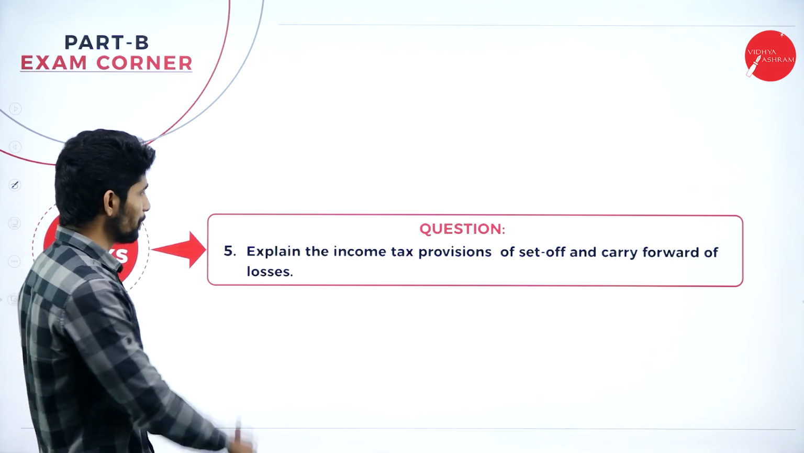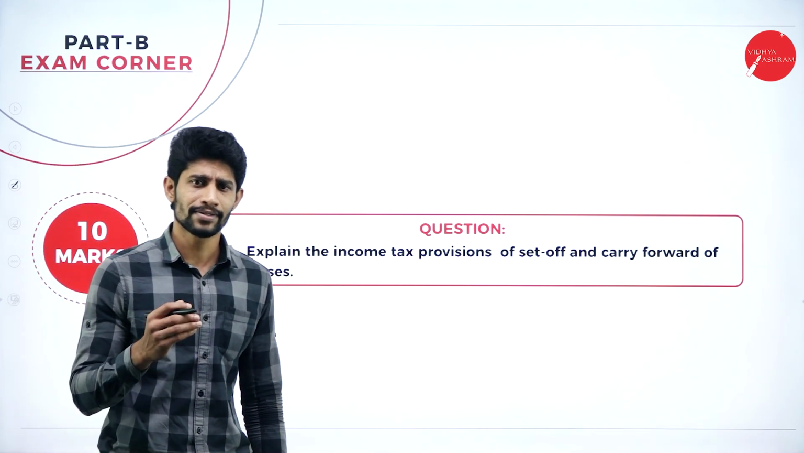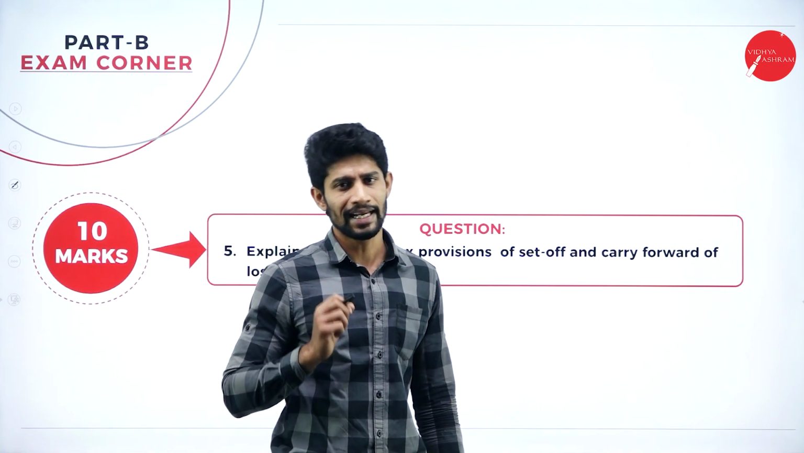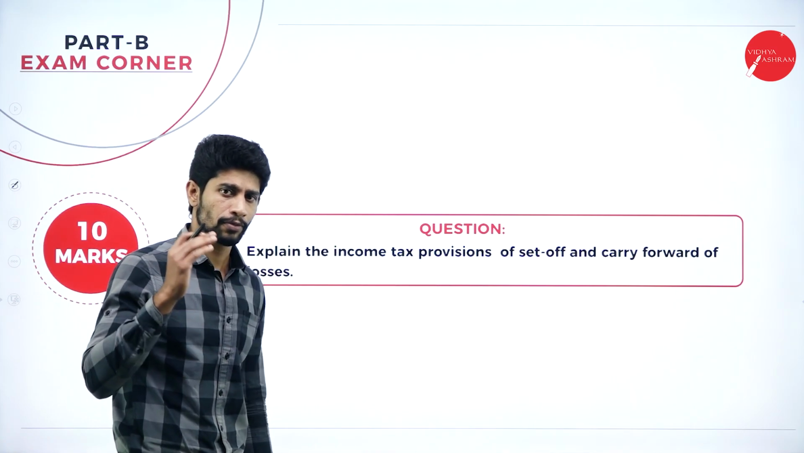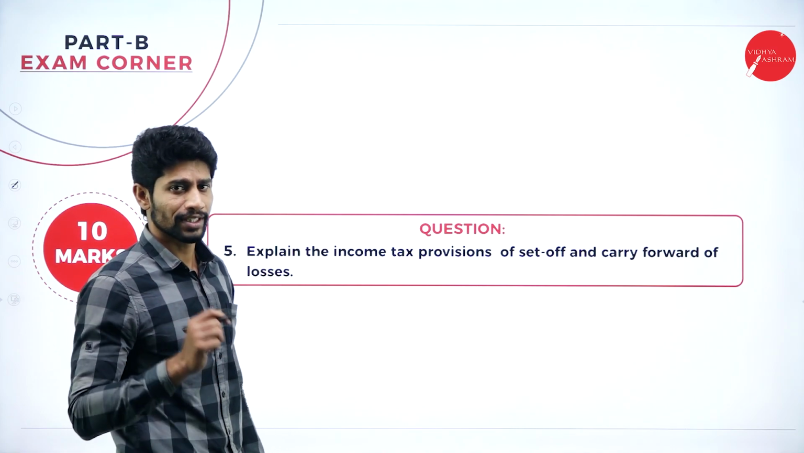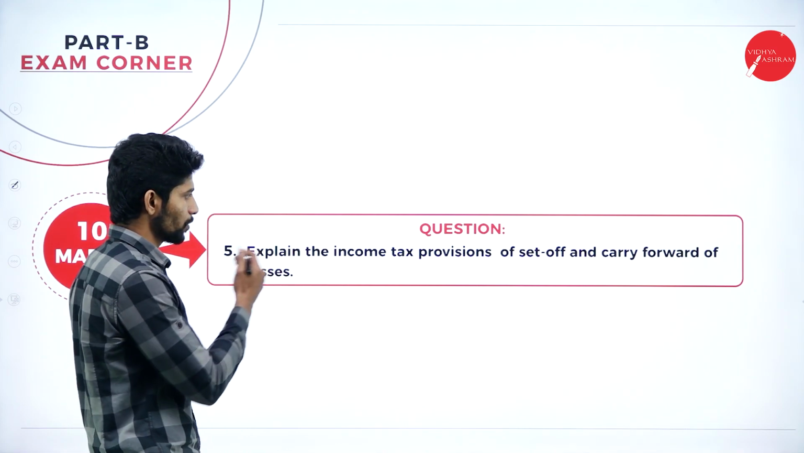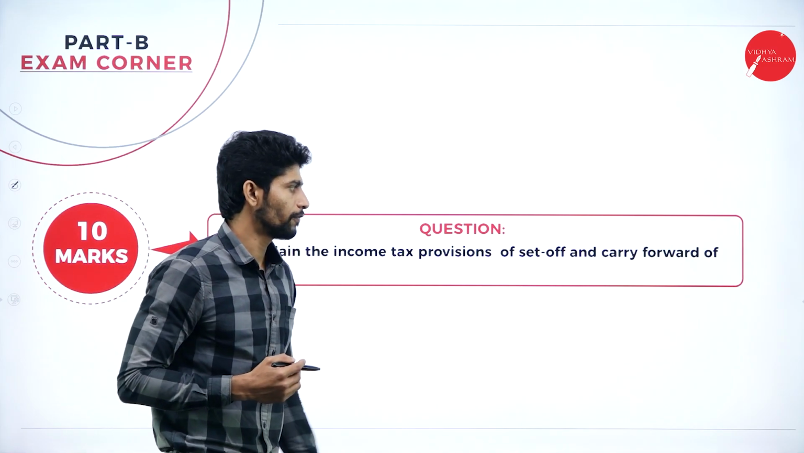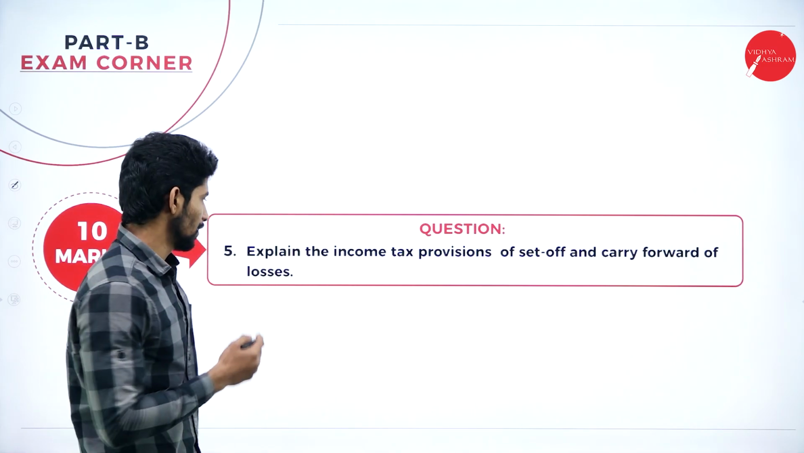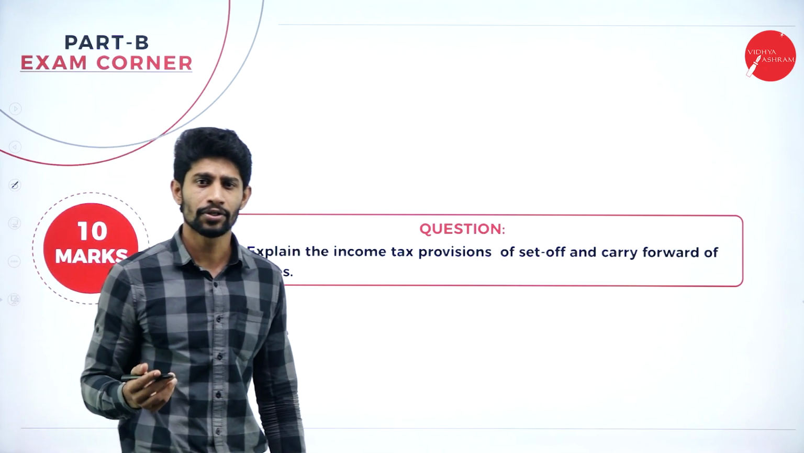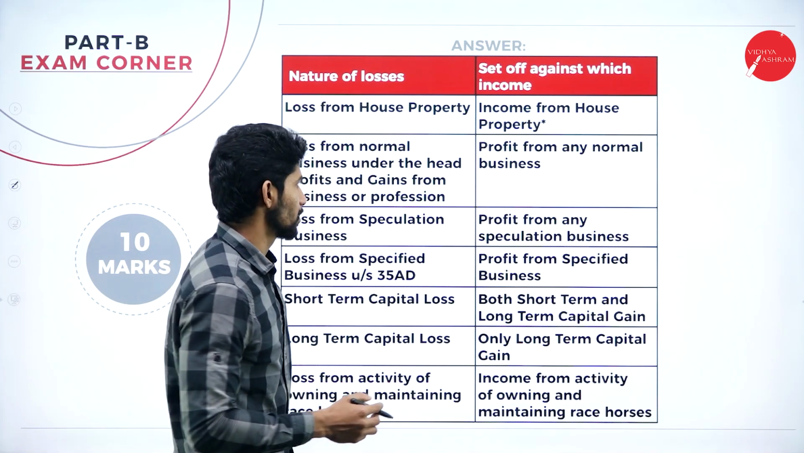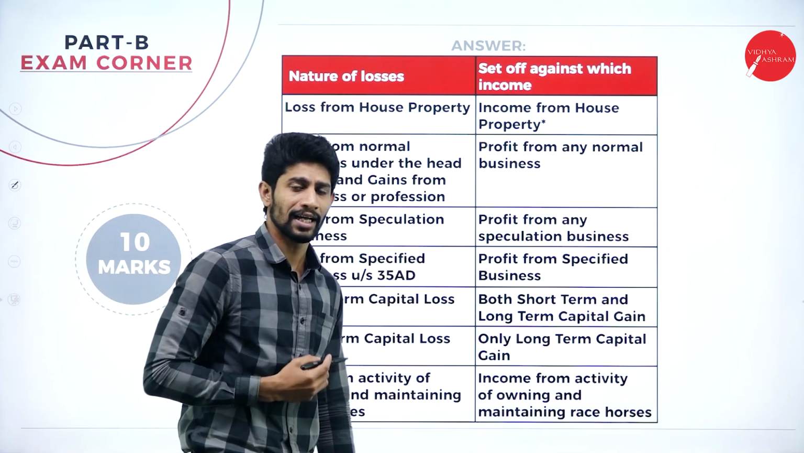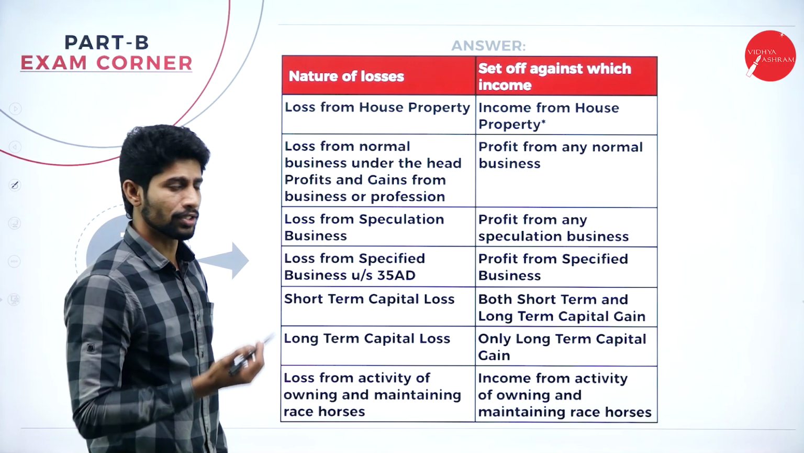Next, in part B, he will be asking you 5 questions where you are supposed to attend any 3 questions, which carry 10 marks each. He might ask you a theory question relating to explaining the income tax provisions of set off and carry forward of losses. In that, you are supposed to mention what kind of asset against what it can be set off, and what is the duration.